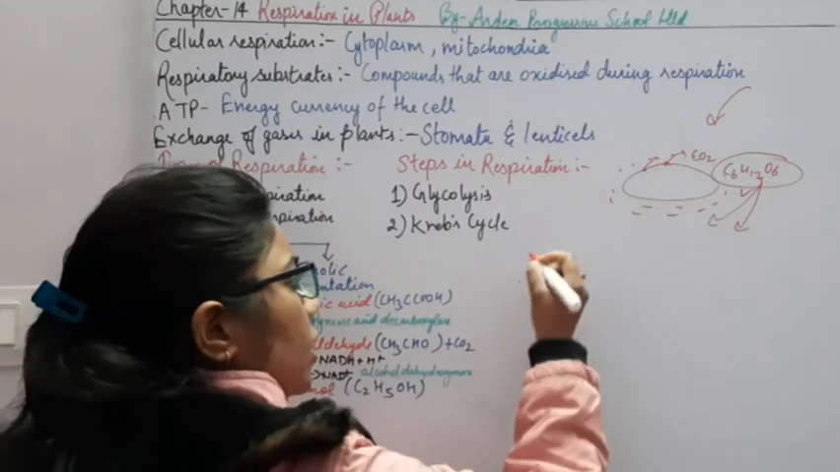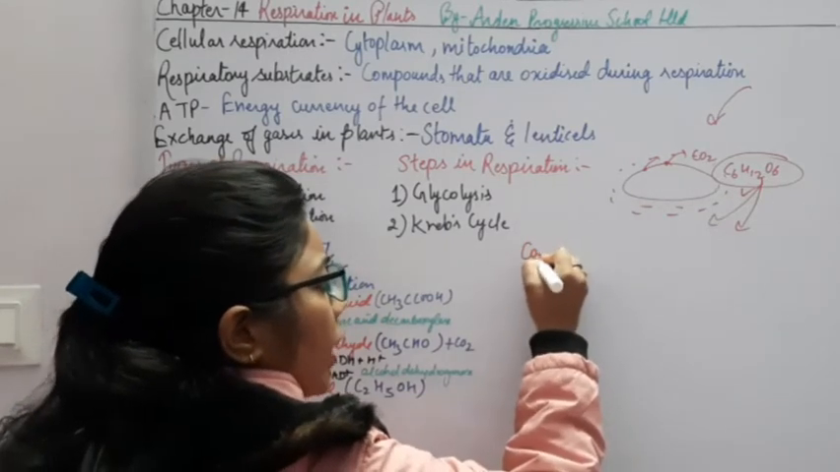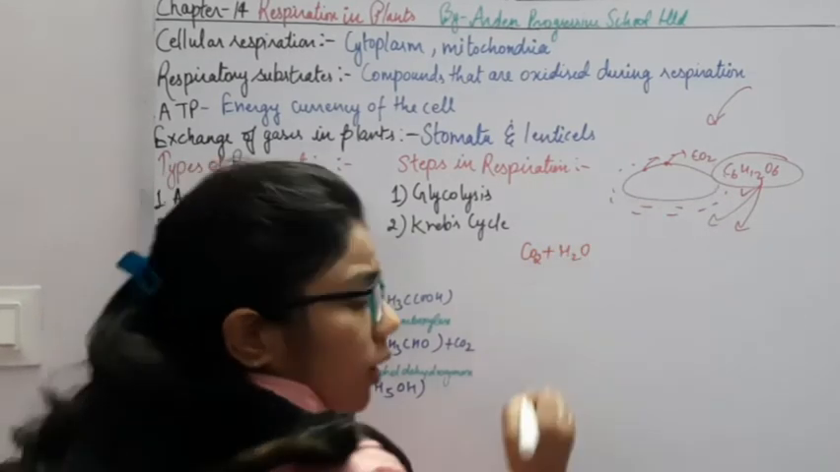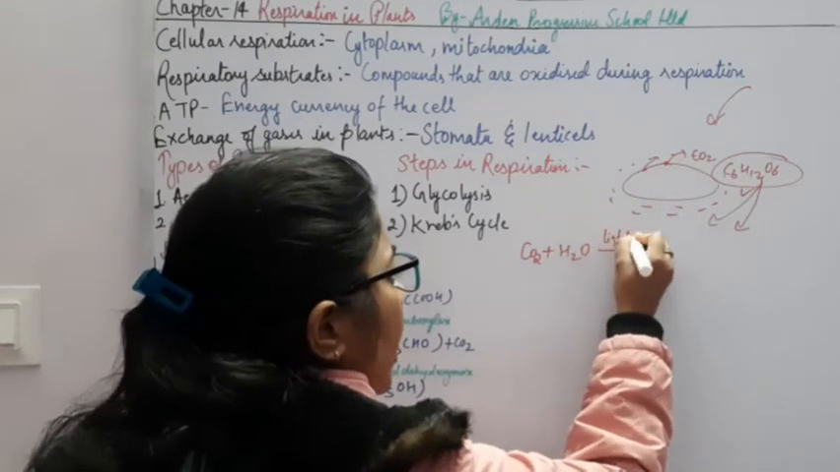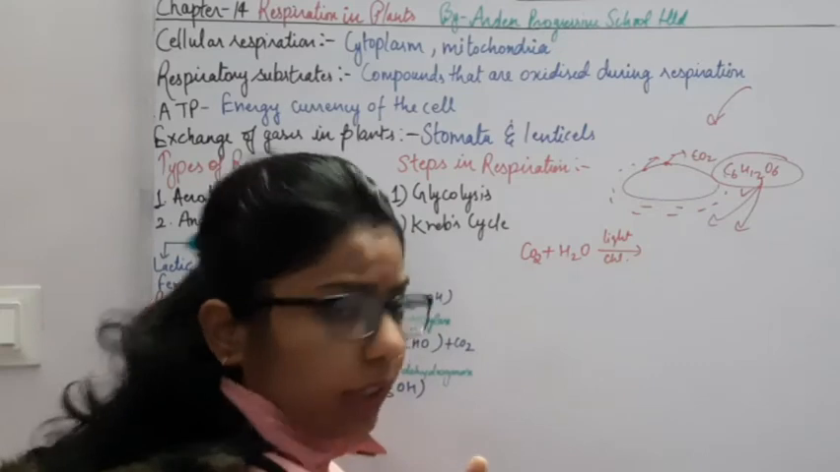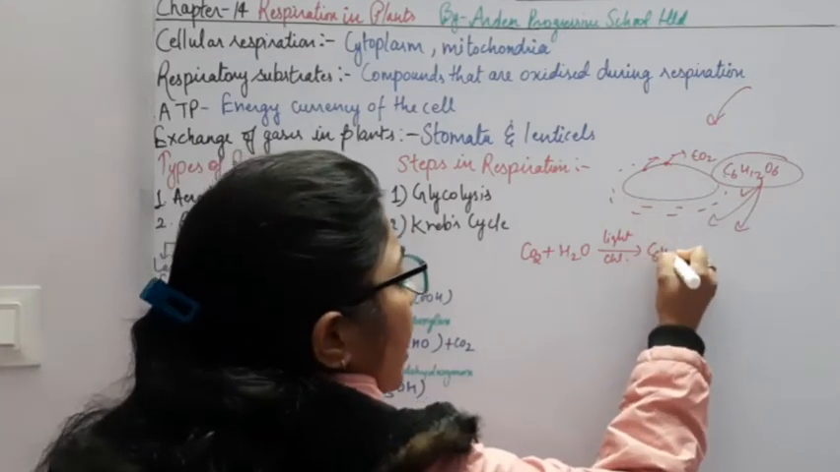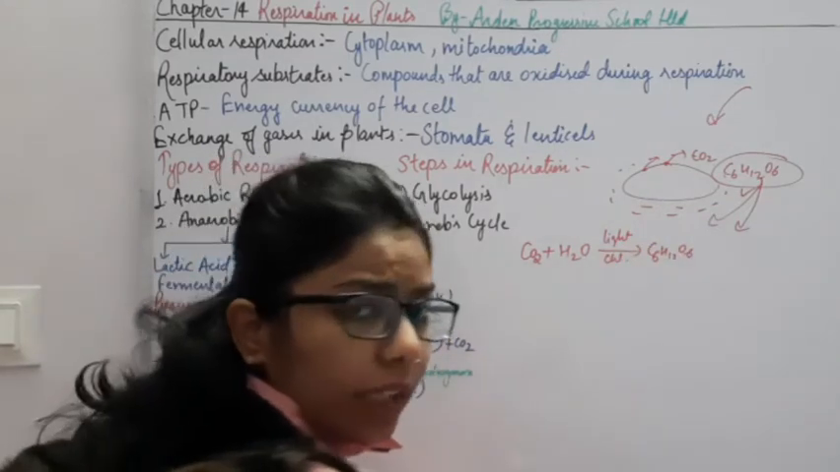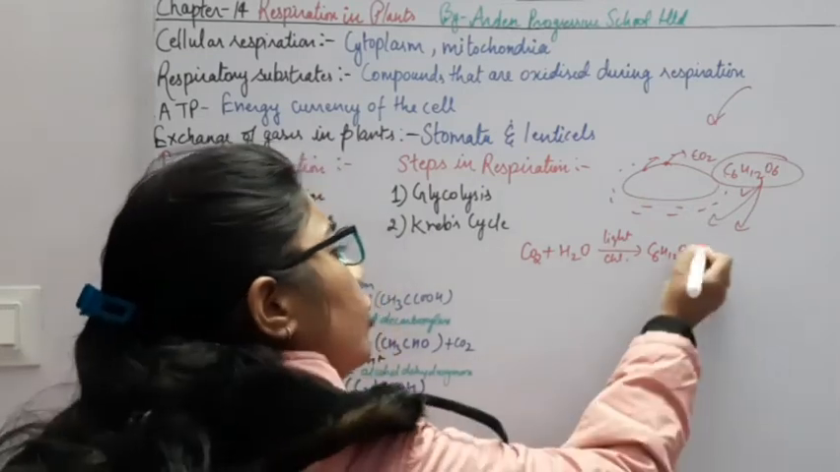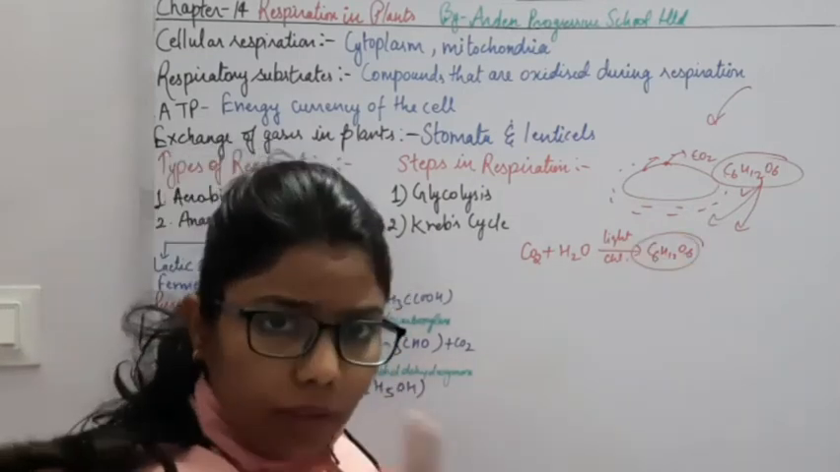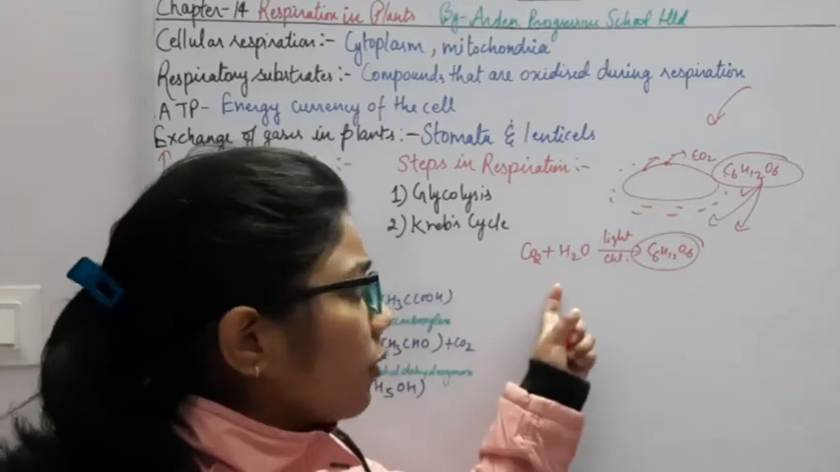In case of photosynthesis, with the help of carbon dioxide and water, in presence of light and chlorophyll, there will be synthesis of C6H12O6, right, as well as the release of water molecule. So here C6H12O6 is the product which we are getting from photosynthesis.